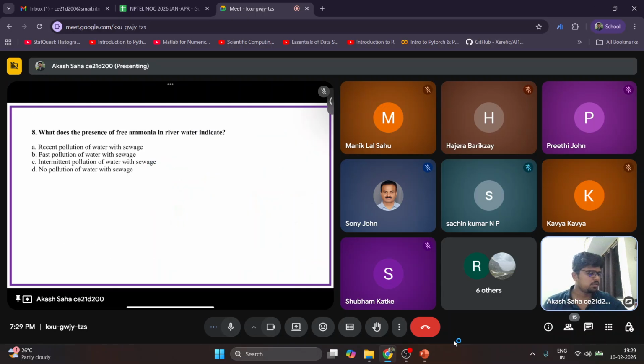Okay. Next, what does the presence of free ammonia in river water indicate? If there is free ammonia in water, what does it indicate? Does it indicate recent pollution, past pollution, intermittent pollution, or no pollution of water with sewage? A, A.